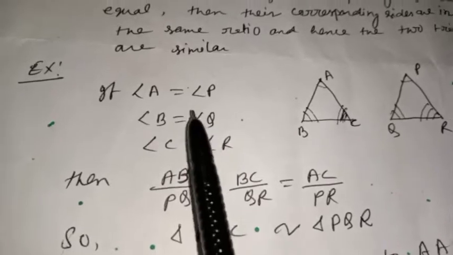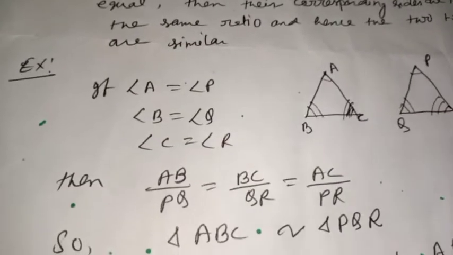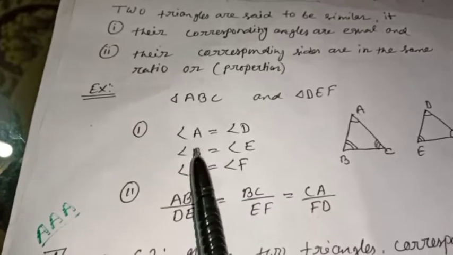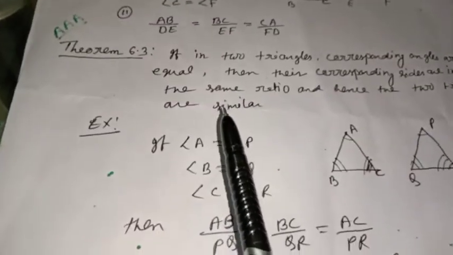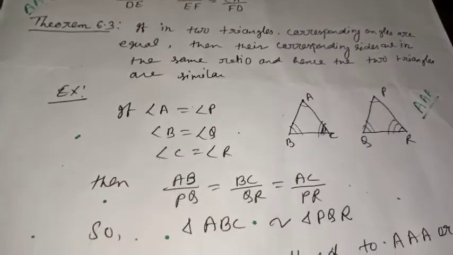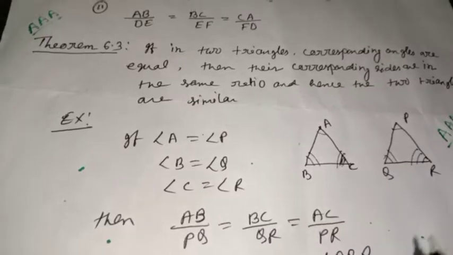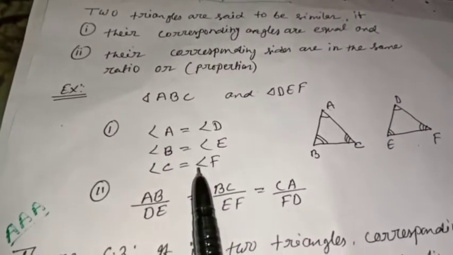That means you got that if corresponding angles are equal, then their corresponding sides are in the same ratio. That means these two triangles maintain these two properties, because when corresponding angles are equal and corresponding sides are in the same ratio, then you can say that the two triangles are similar. And according to theorem 6.3, that if their corresponding angles are equal, then their corresponding sides are in the same ratio. So try to understand these two properties needed to show two triangles are similar.